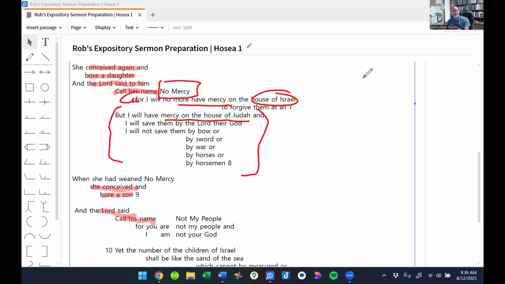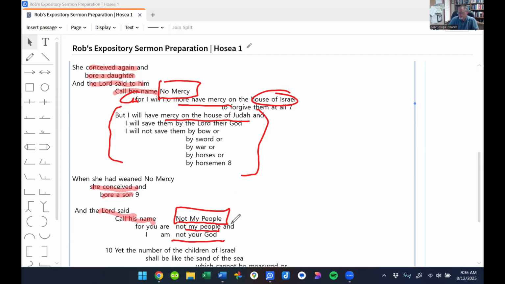And so at this time, God says, I'm not going to judge the southern kingdom, because things have gone a little bit better there over time, but I will judge the northern kingdom and then eventually the southern kingdom. So when she weaned no mercy, now she has another child, and here again the names just keep getting better. Call his name Not My People, for you are not my people, and I am not your God.